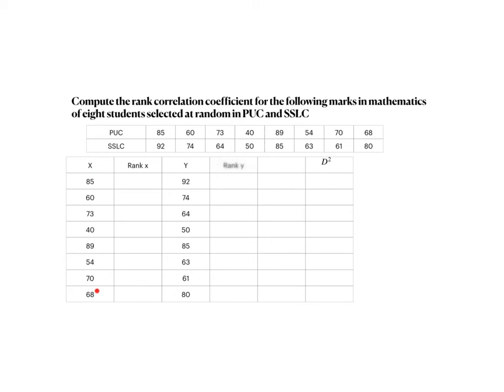In the X series, we have to identify the highest marks. I'm observing it's 89. Highest is 89, so let us assign rank 1. Next highest is 75, for that we assign rank 2. Next highest is 73, rank 3. Next highest 70, rank 4. Next highest 68, 5. Next highest 66, 6. Likewise, you have to assign the ranks: 7, 8. Similarly, for the Y column, we assign the ranks.